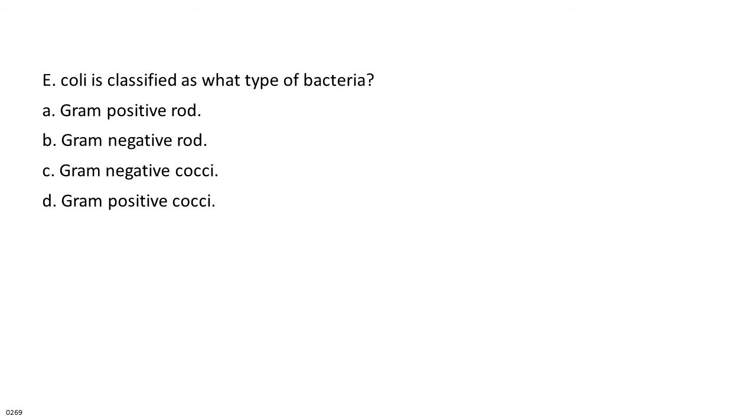E. coli is classified as what type of bacteria? A. Gram-positive rod. B. Gram-negative rod. C. Gram-negative cocci. D. Gram-positive cocci.